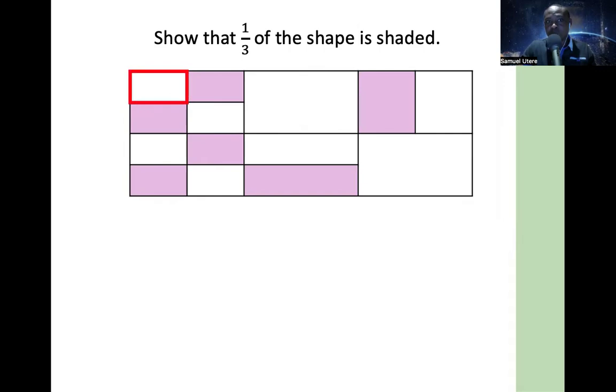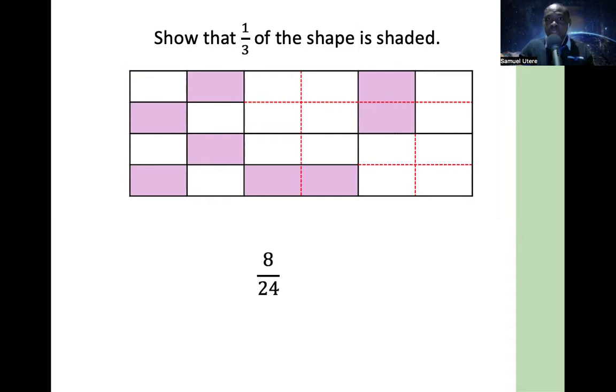So if we make them all of the same size, which is the size highlighted in red, then we can draw lines like that. Now we can quickly count to say, well, we have 24 little rectangles, of which 8 are shaded. So 1/3 is actually shaded. Now remember, 8 and 24 are in the 8 times table. So if we divide 8 by 8, we'll get 1. And if we divide 24 by 8, we'll get 3.